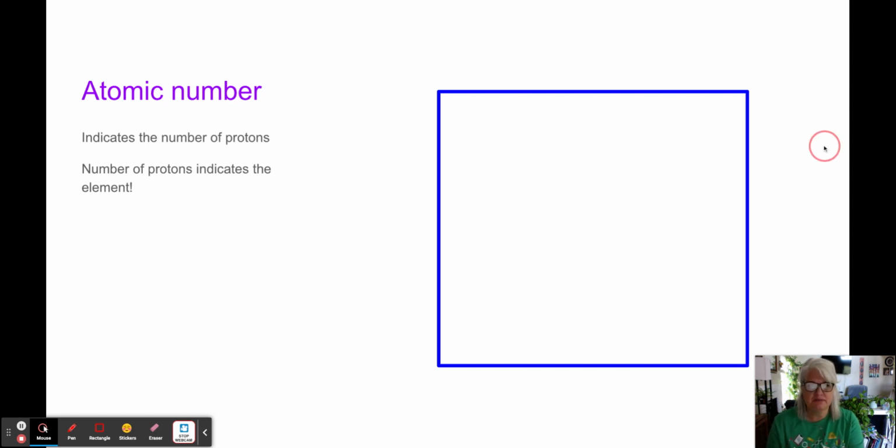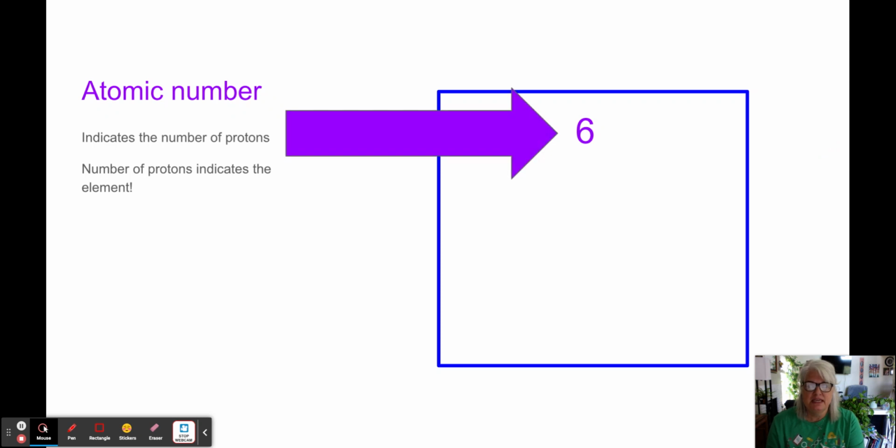The first one we're going to talk about is the atomic number. It can be in different places depending on what periodic table you're using, but it's always going to be the smaller number without a decimal. So that's the atomic number. This is what determines what element it is because it tells you the number of protons. So you cannot change the number of protons without changing the element. So for example, carbon has six protons. So remember that this indicates the element and the number of protons.